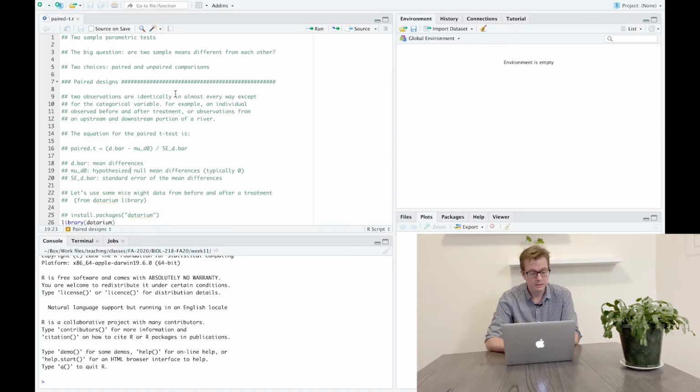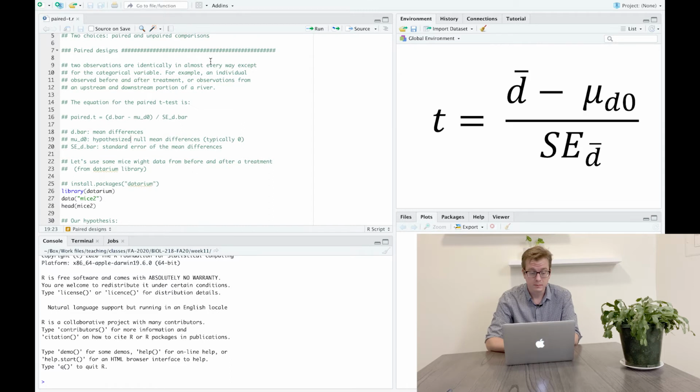In paired designs, two observations are identical in almost every way except for the categorical variable. So one member of the pair is from one group, and one member of the pair is from a different group. For example, an individual observed before and after treatment, or observations from an upstream and downstream portion of the same river.